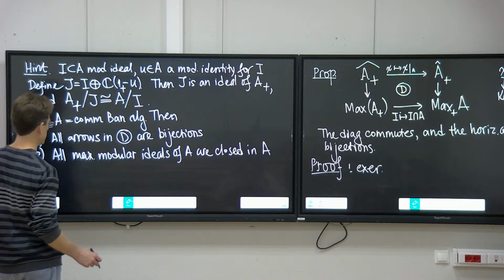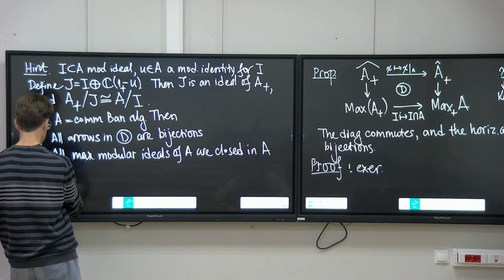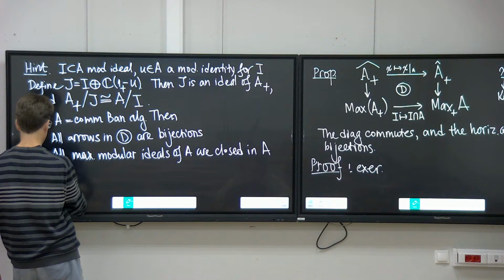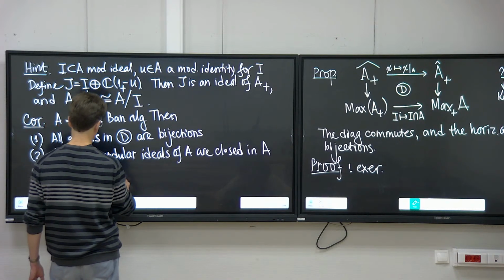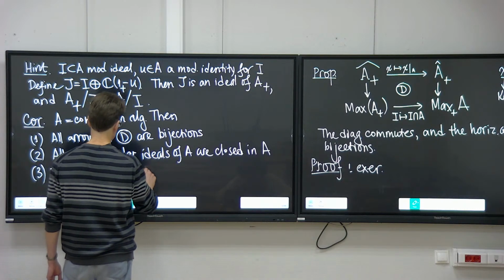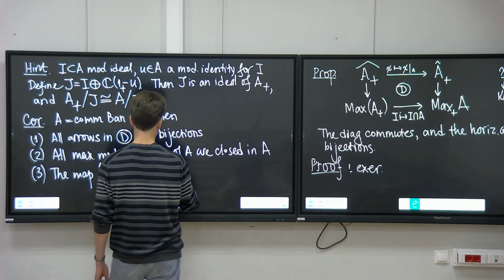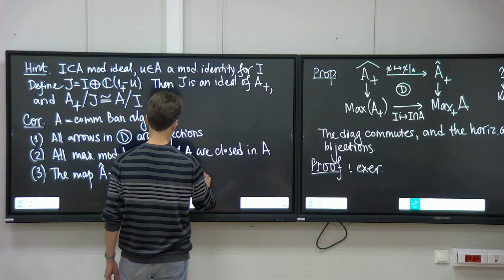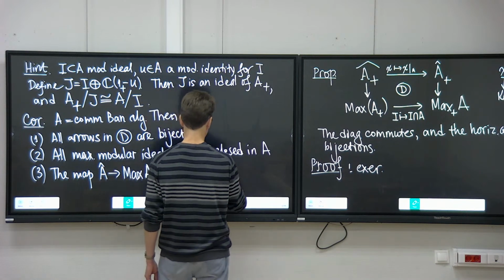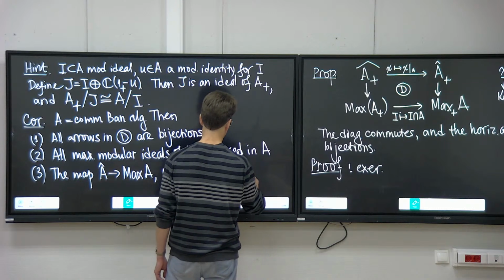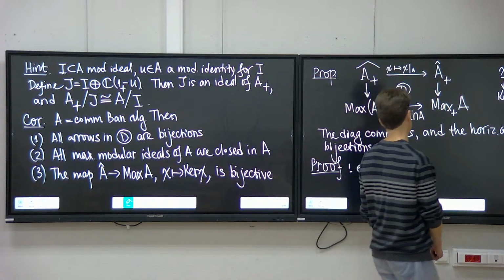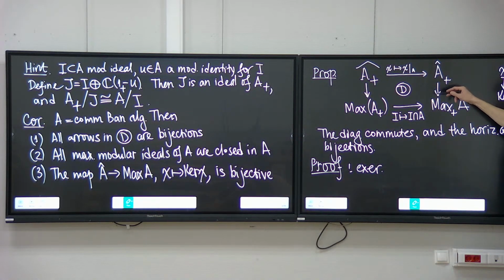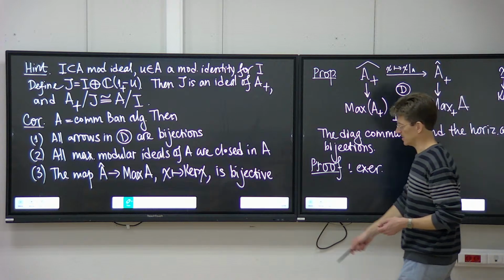And corollary 3 is that the canonical map from A hat to the maximal spectrum, which takes every character chi to its kernel, is bijective. Well, we simply restrict this bijection to non-zero characters, and we get this bijection.